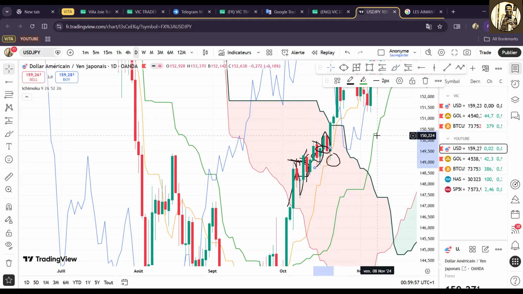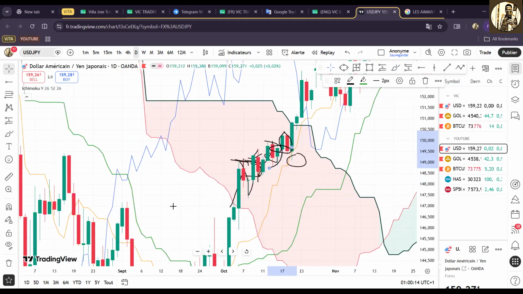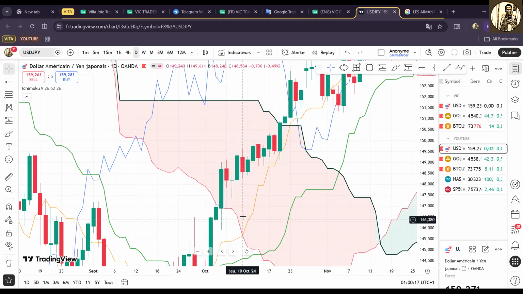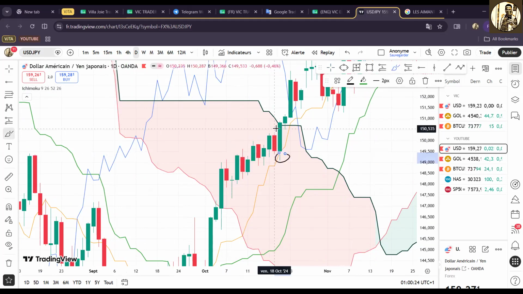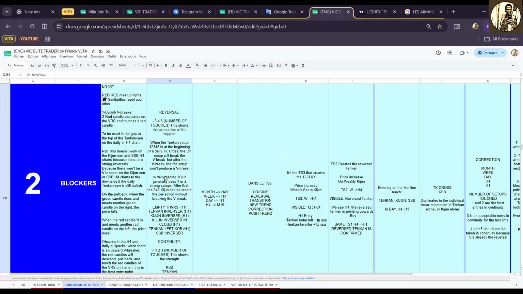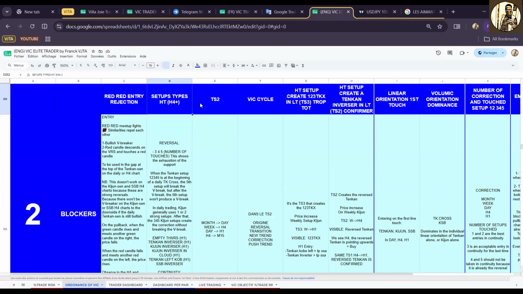Okay. Did again the next thing. Before Tenkan. So that's what is called the red pullback. Okay. So now let us talk about the next type of pullback.